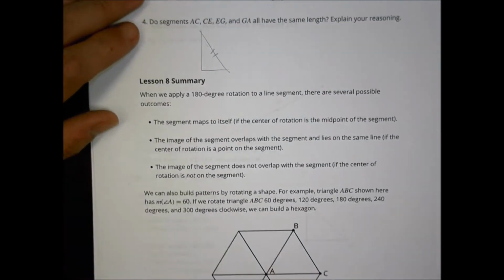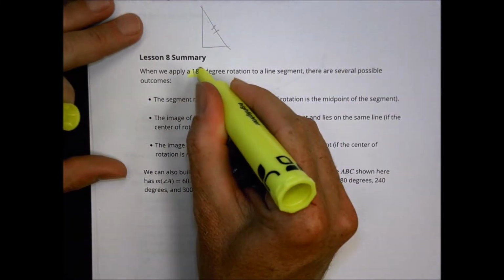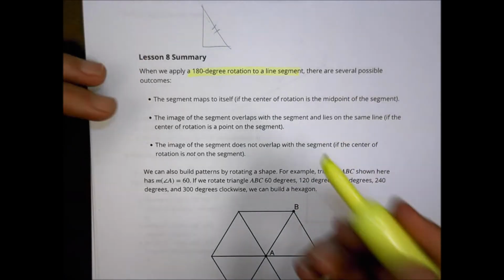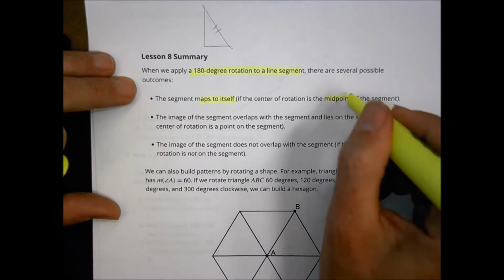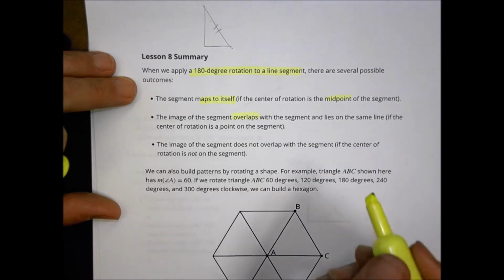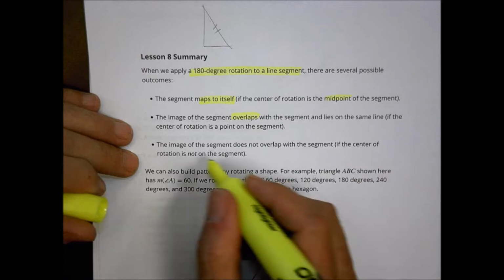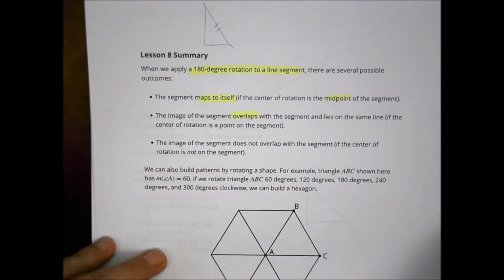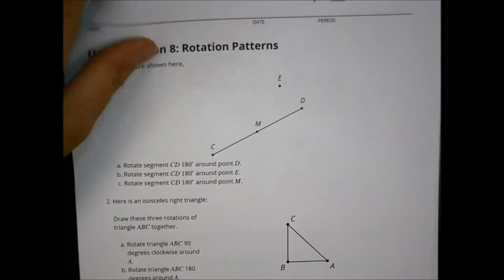Okay, so the summary today is that you can apply a 180-degree rotation of a line segment and you end up with different things. It could be mapping onto itself if it's the midpoint. You could have an overlap, or you could have not an overlap, but just something that ends up being the same length. So there are lots of ways you can rotate things, 180 degrees, a variety of things. Let's look at our homework then.